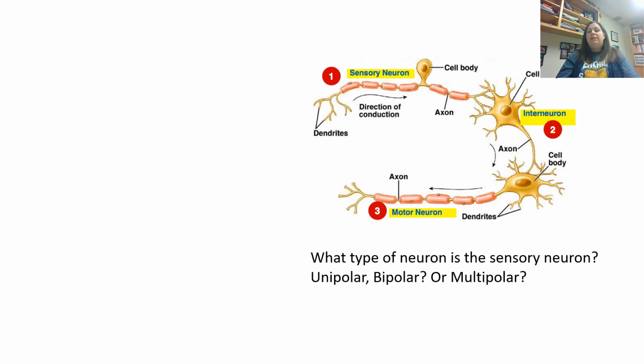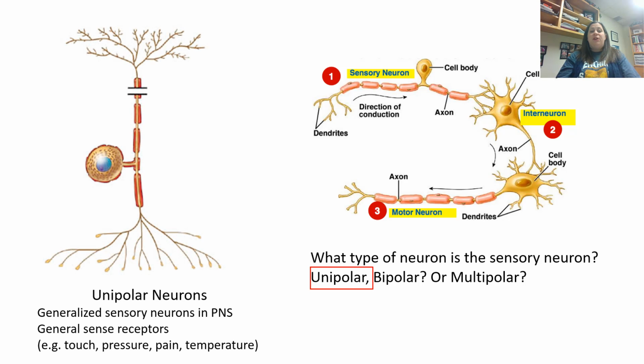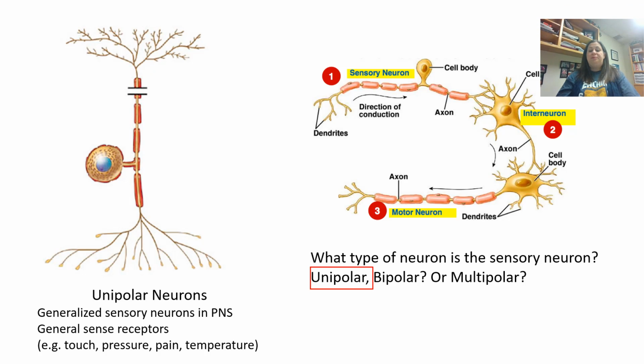Now, what type of neuron is the sensory neuron that we see here in this picture? If we see here, there's only one projection coming off of the cell body, therefore this is a unipolar neuron. Now, unipolar neurons are going to be for your generalized sensory neurons in your peripheral nervous system. They're going to detect things like touch, pressure, pain, and temperature.